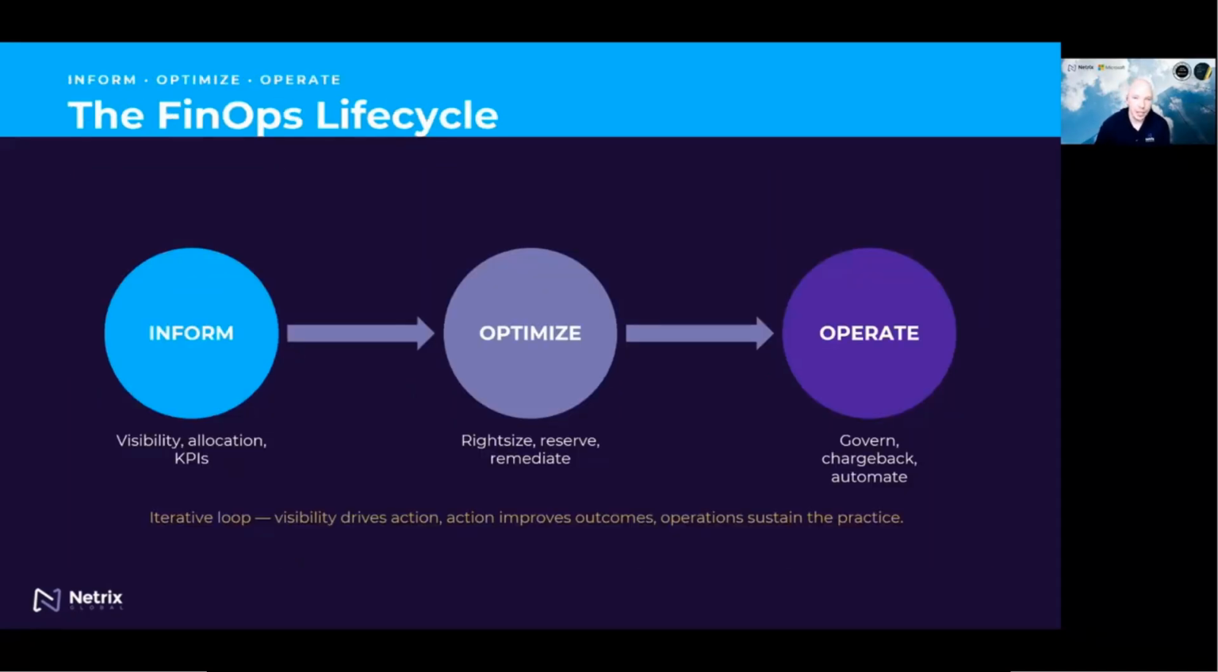And one thing that I do also want to mention is that on this slide, items are represented linearly, but this is really a continuous process. It is meant to loop. It is meant to be iterative. Number one is you're going to inform. You're going to pull as much data as you can into your environment. You are going to get the visibility across as many clouds as you can, as many services as you can.